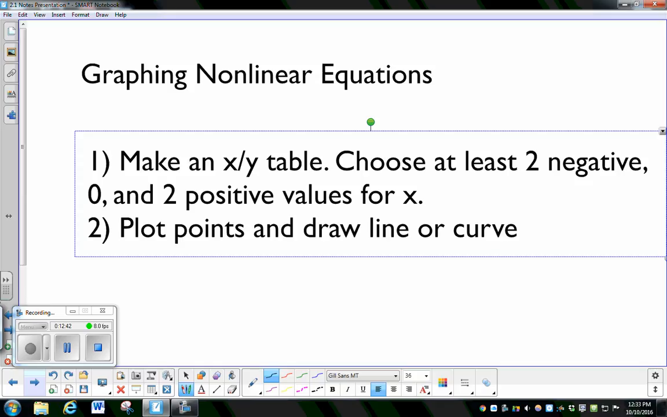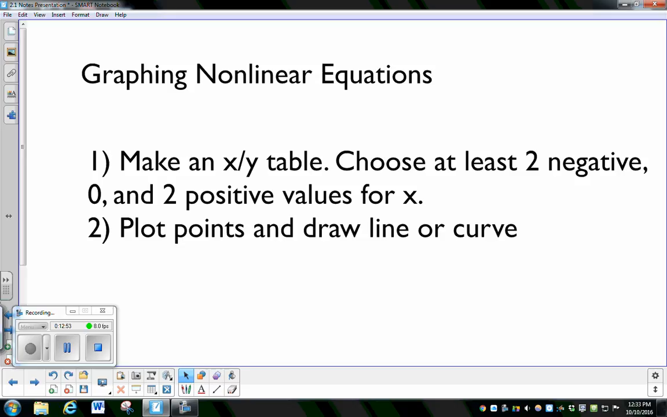Alright, now we're going to talk about graphing nonlinear equations. So these are different because they're not in the form y equals mx plus b. You can't just graph a slope and a y-intercept. So I want you to take a second and write down these 2 steps. Step 1 is to make an xy table. So I want you to make sure you choose at least 2 negative.